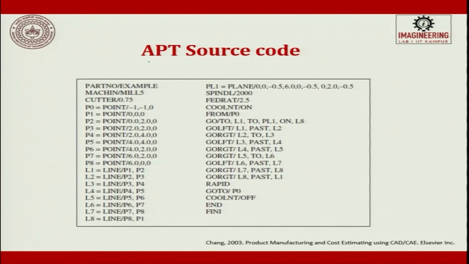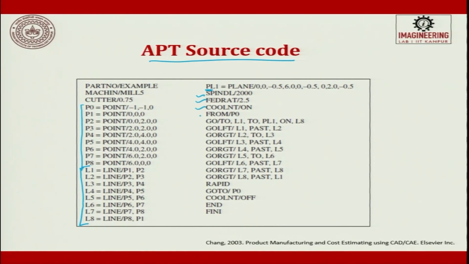Now the APT source code: the part number is example, the machine is going to be mill 5, and the cutter is going to be of diameter D0. So now what you do is you define all the points, then you define all the lines, then you define a plane. What is a plane? And then you say spindle on, feed rate, coolant.